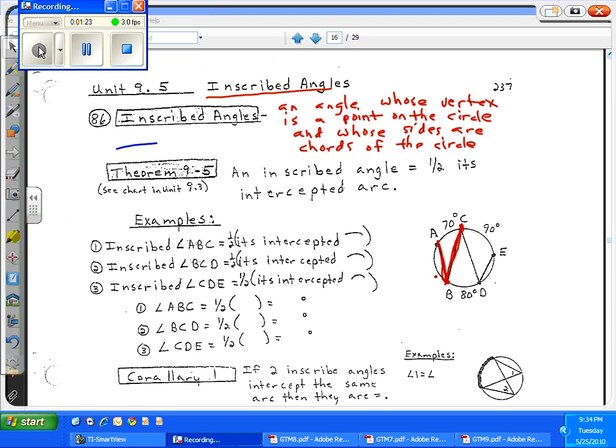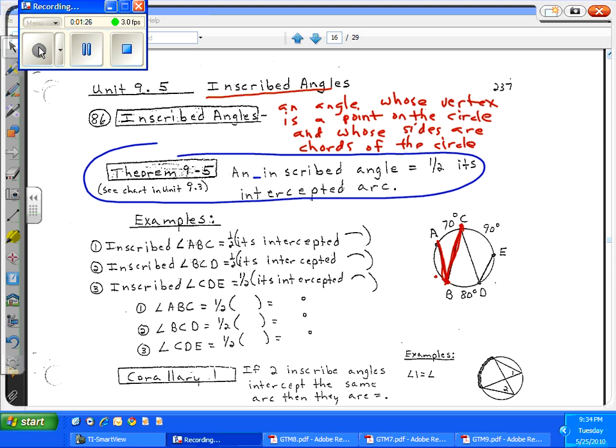Theorem 9.5 says the measure of an inscribed angle is half the measure of its intercepted arc. So that angle there intercepts this arc. The arc is 70, so the angle is half that, 35 degrees.